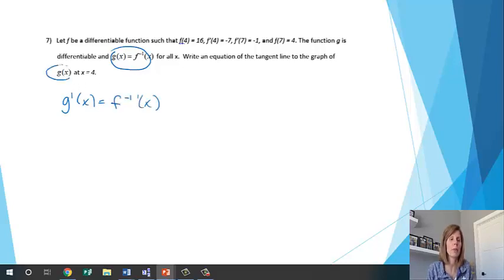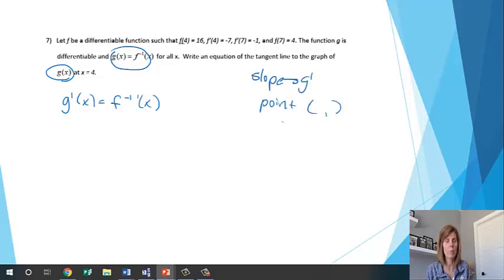Okay, so if I'm looking for an equation of a tangent line of g of x at x equals 4, I need to find the slope, which is going to be g prime, and then I need to find a point. If I find the point, then I'm all set. They already told me that x is equal to 4, so I'm just going to need to go find the y value in just a minute.